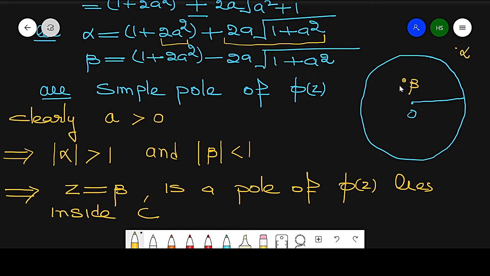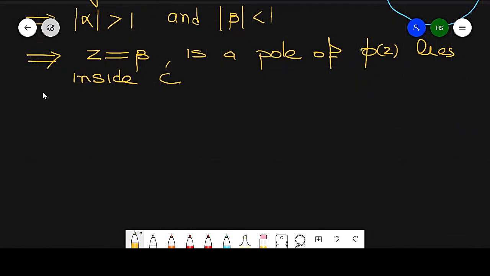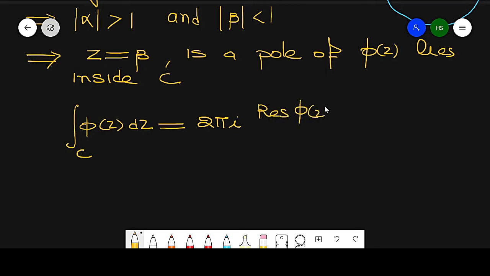So my aim is to find this by applying the residue theorem. So what is the residue theorem? The integration of phi z dz around C is equal to 2 pi iota times the residue of the function phi z at the point z equal to beta. Write it as equation number 2.